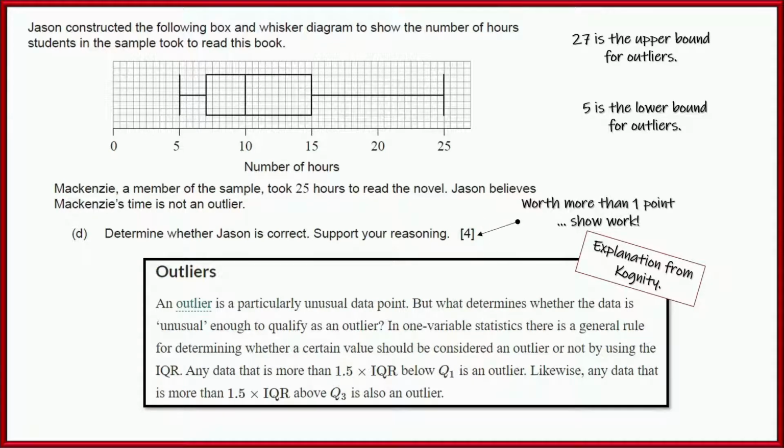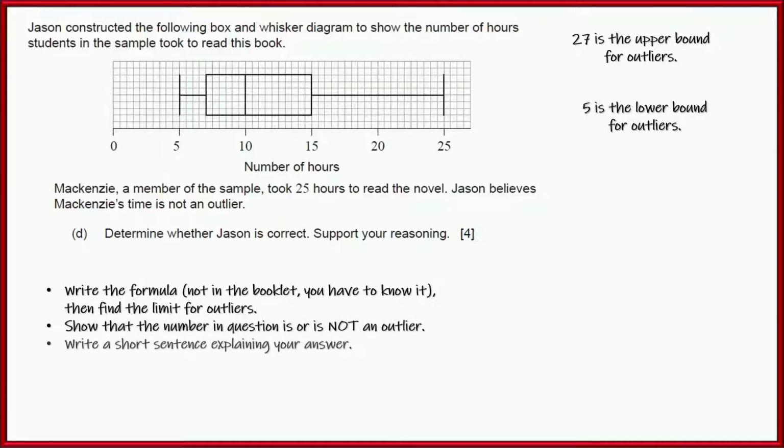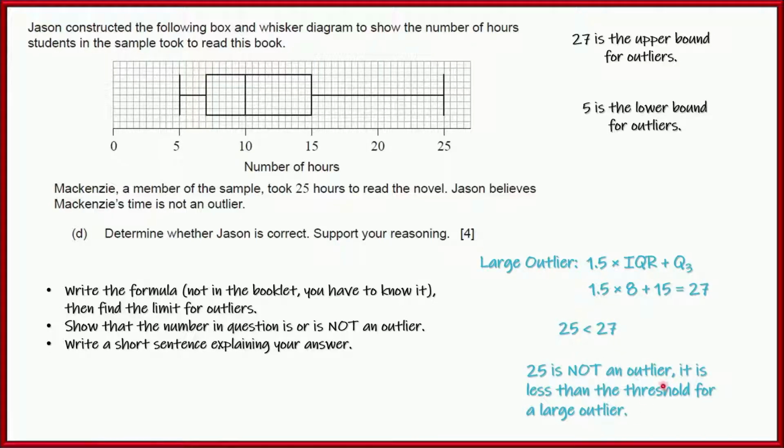So to get your 4 points right here, that's a lot of points. Make sure you write down your formula. I do not believe that the formula for outliers is in your booklet, so you got to remember it, right? So you write down your formula, you plug in your numbers, and then you show that the value is less than the outlier bound, and then you state your reason, right? Support your reasoning. 4 points is a lot, so don't be lazy here and just write this down. You will probably get 1 point if you're lucky if you only wrote that down.